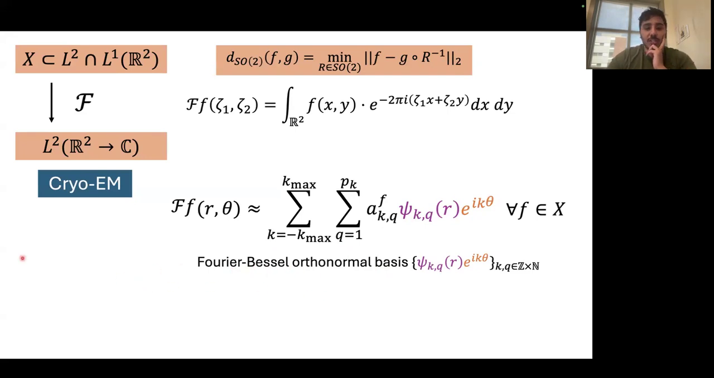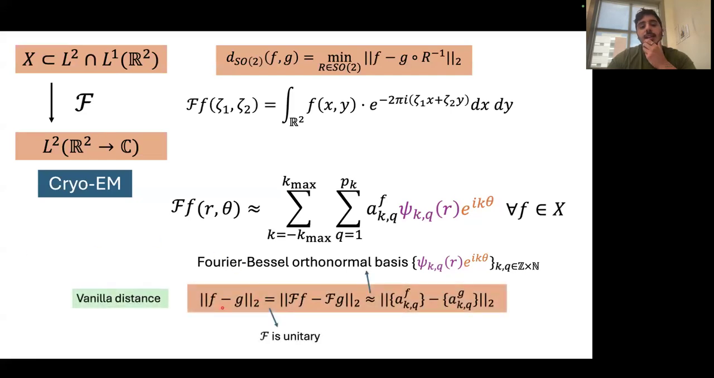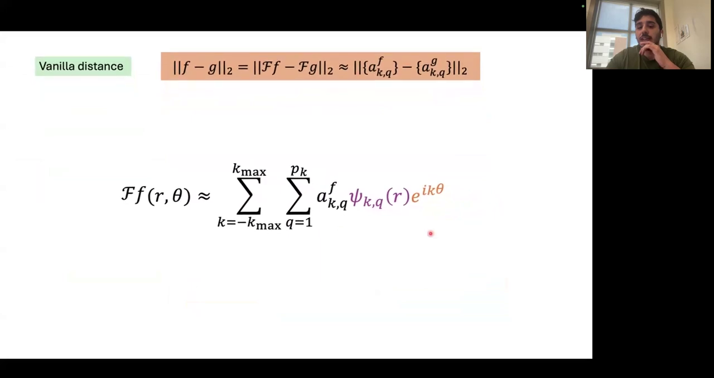And because it's orthonormal, that allows us to do some approximations. So let's start with the vanilla distance. The vanilla distance between two images, f and g, is the same as the vanilla distance between their Fourier transforms, because the Fourier transform is unitary. And because of this approximation, and because this guy is an orthonormal basis, we can approximate this Fourier transform distance by the finite dimensional Euclidean distance between the coefficients in this expansion. So we have the vanilla distance between two functions, and we approximated it by a finite dimensional distance between coefficients in a finite expansion in an orthonormal basis. And people found ways to compute these coefficients fast.